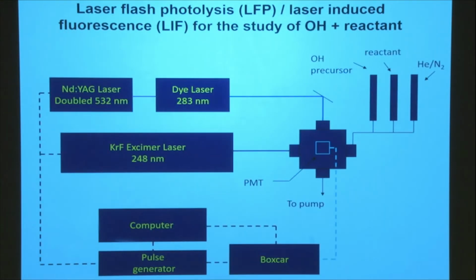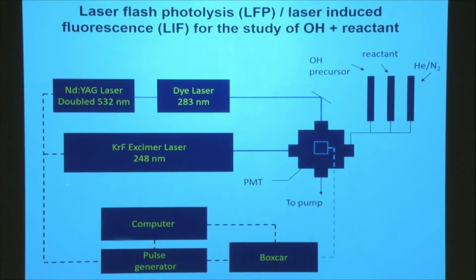So the setup would look something like this. We've got our pulse laser, which is going to photolyze our precursor to give us our radical, something like OH. And then in our cell, we've got our starting reactant, and we would normally have that at high concentration so that we can assume what I would call a pool chemical approximation.